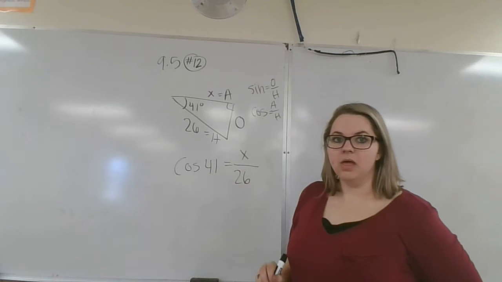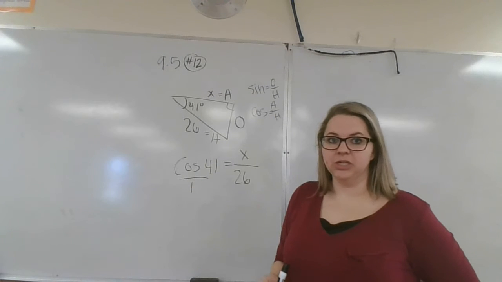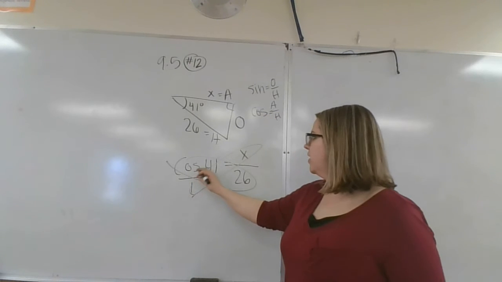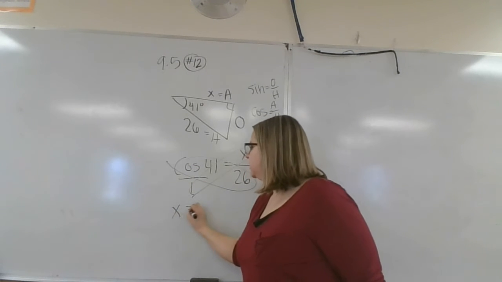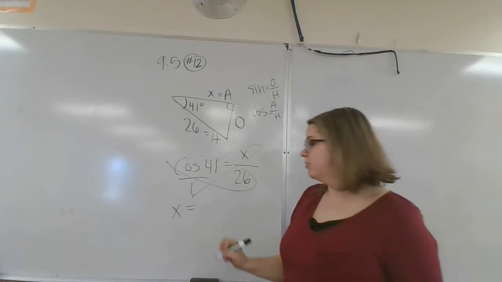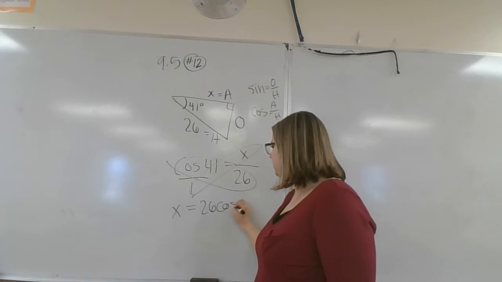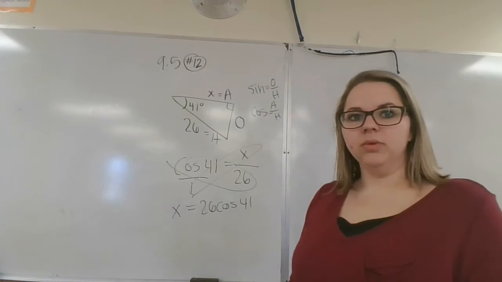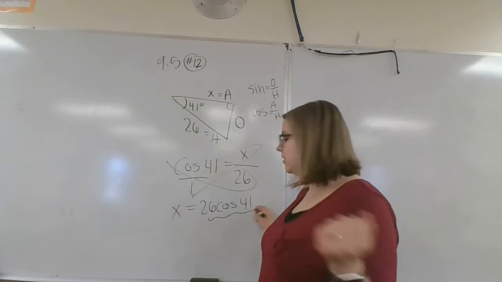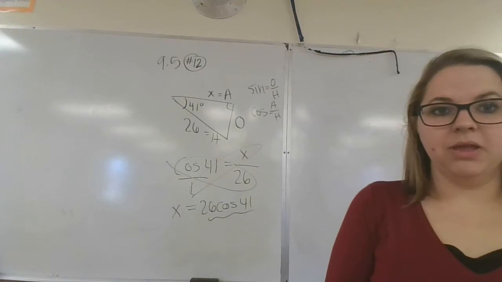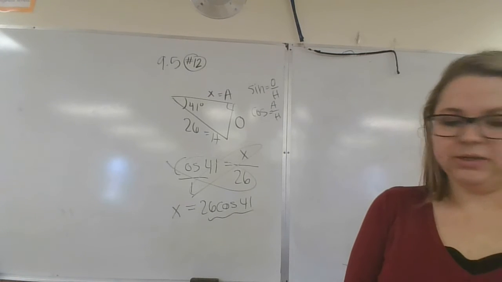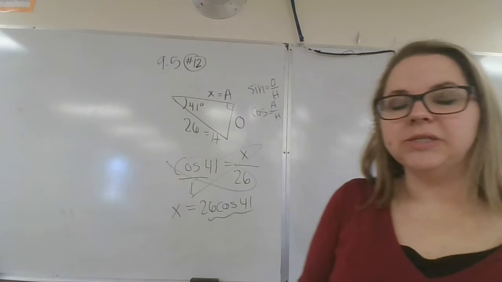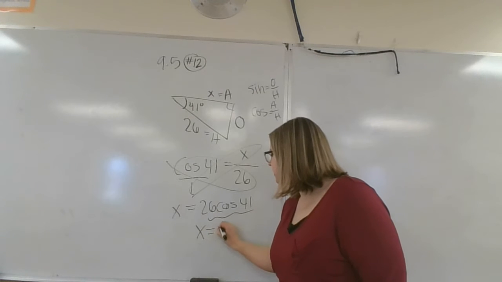Now I could put this guy over 1, it doesn't change anything, and I'm going to cross multiply. So here I have x times 1, which is just x, equals 26 times cosine 41. So 26 cosine 41. Okay, now I just have to stick this little part in my calculator and you're done. So I'm going to stick that in my calculator. I got 26 cosine 41. I get 19.6, it says round to the nearest tenth, so x equals 19.6.